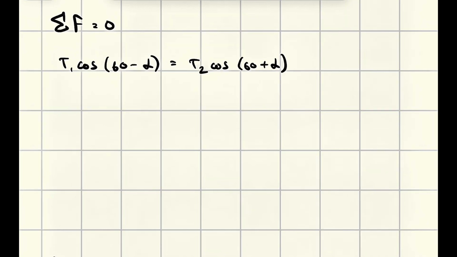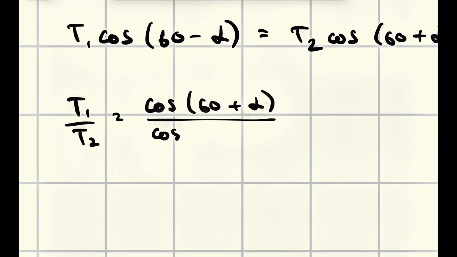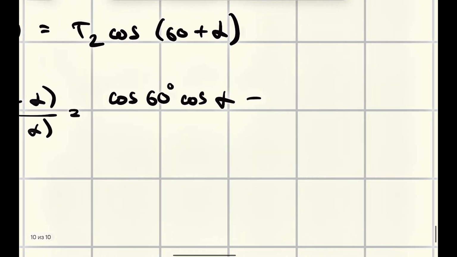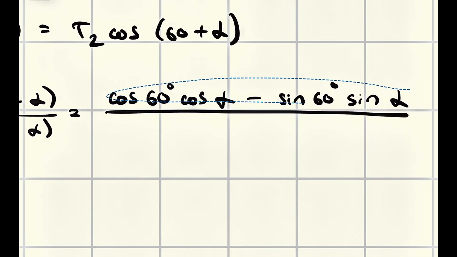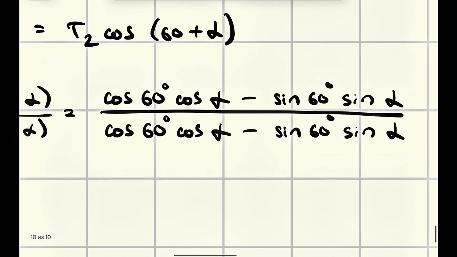From here we can find the relationship between T1 and T2, and it has to be cosine 60 plus alpha, and here this thing has to be cosine 60 minus alpha. These two things are pretty similar in fact, but if I open this up, it's going to be cosine 60 degrees cosine alpha minus sine 60 degrees sine alpha. You know this formula from trigonometry, and below it's going to be the same thing. In fact, it does not change, but this sign, if it is minus, instead is going to turn into plus.